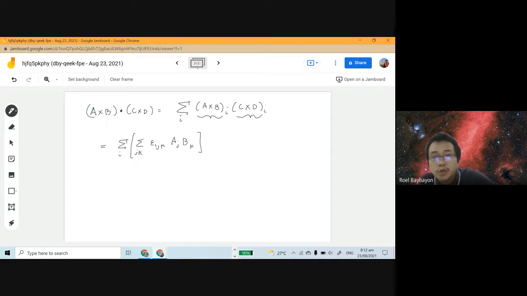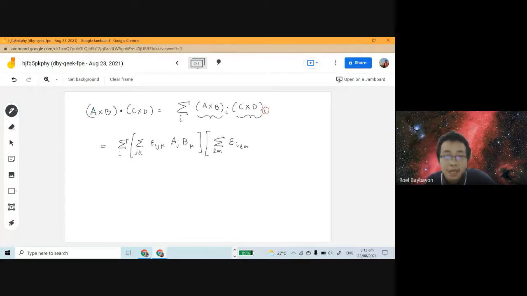How about the components of C cross D? I can also write it in terms of a summation. Summation of epsilon. Take note, this is also an i, so the first index in my Levi-Civita is also an i. But I will not use j, k, because these are just dummy indices, and since I already used j and k, I will use another letter. Say I use l and m. So this one is now a summation in terms of l and m.